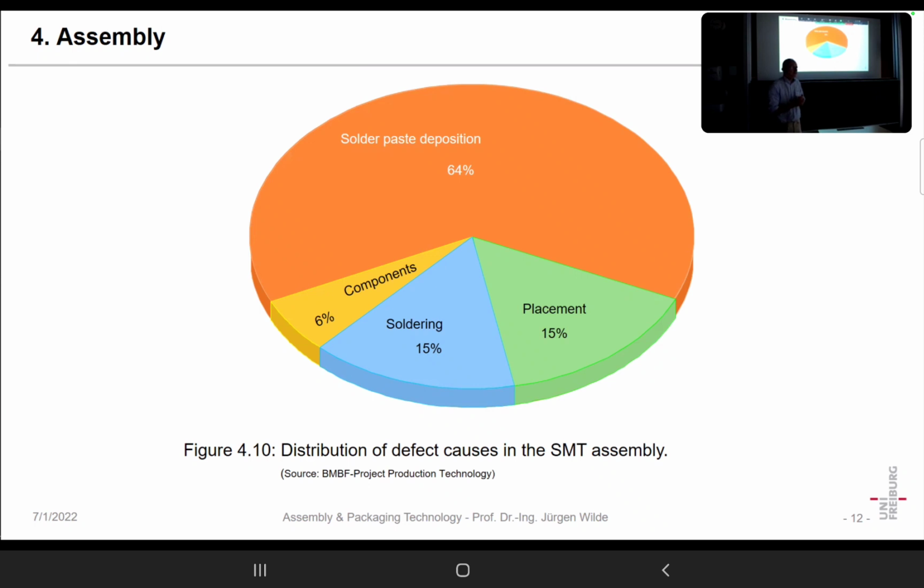But it was found out that when you go for the reflow process, the solder paste deposition, and that means stencil printing, is the main concern that leads to defects we can see at the end of the process.